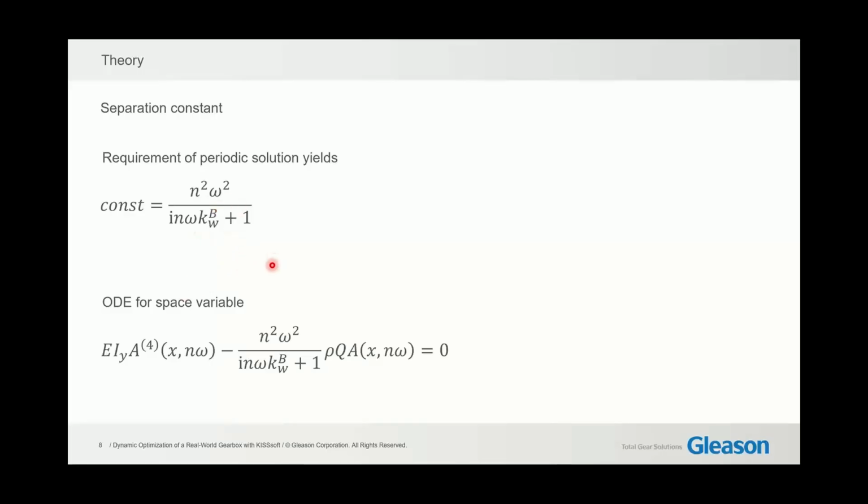If we put that into the partial differential equation that we just derived, we can then get an ordinary differential equation for the space and also for the time component.